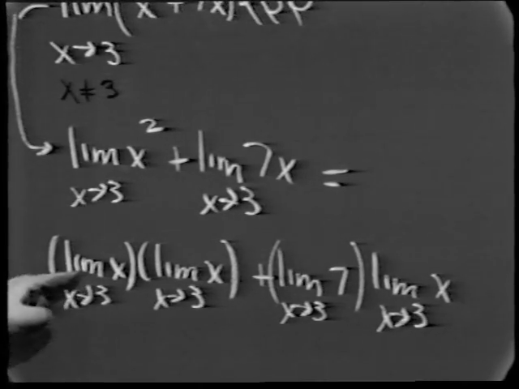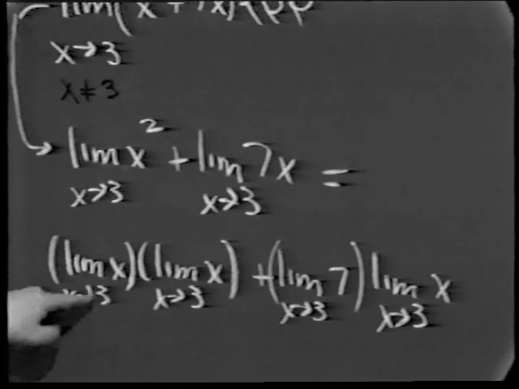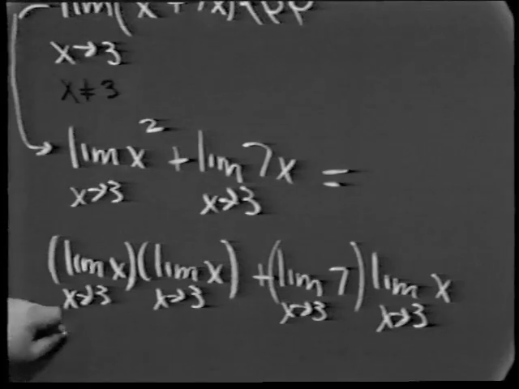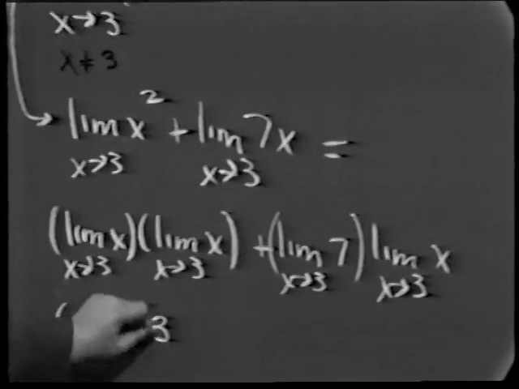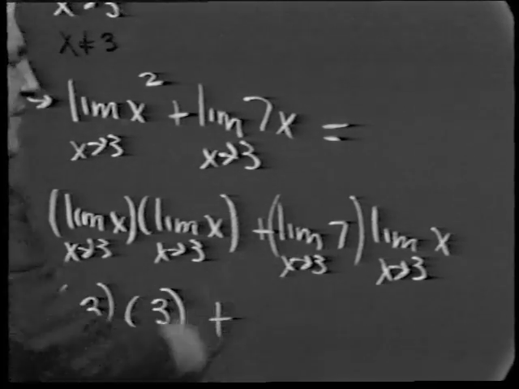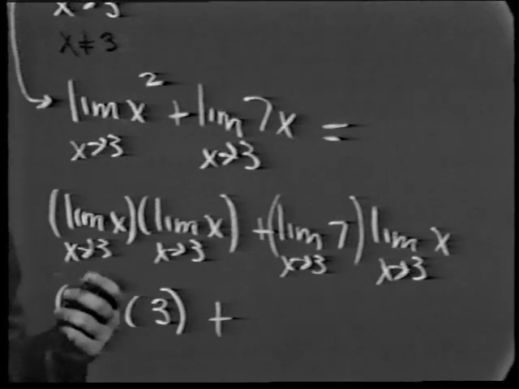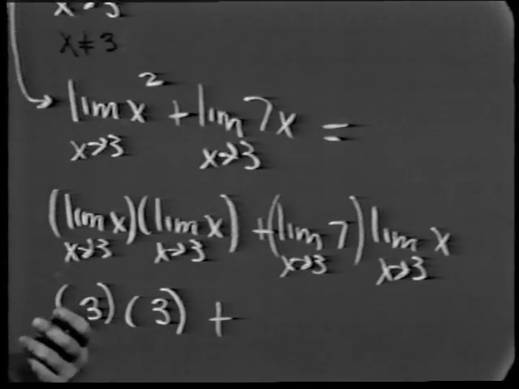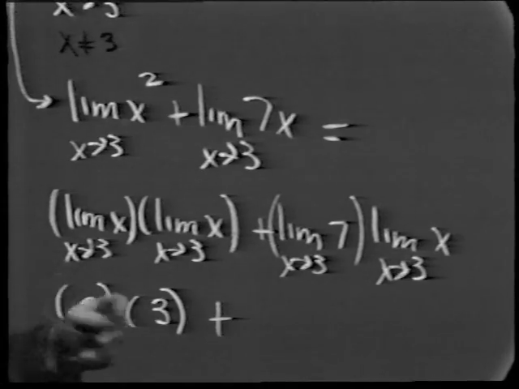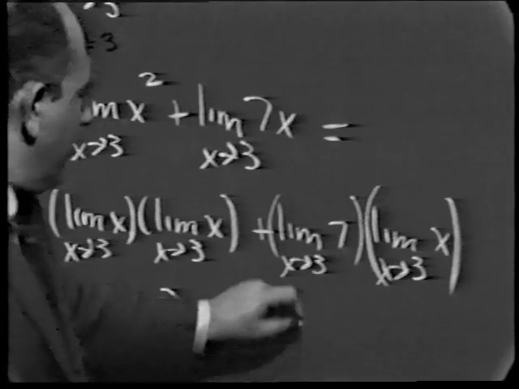Now, didn't we also prove, as one of our theorems earlier, that the limit of x as x approaches a is a itself? Sure we did. In particular, then, the limit of x as x approaches 3 has already been proven to be 3. So this is 3, this is 3. What is the limit of 7 as x approaches 3? Well, 7 is a constant. And we already proved that the limit of a constant as x approaches a is that same constant. So what is the constant here? It's 7.